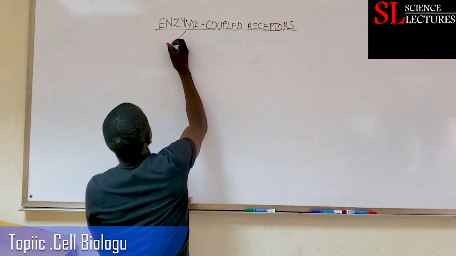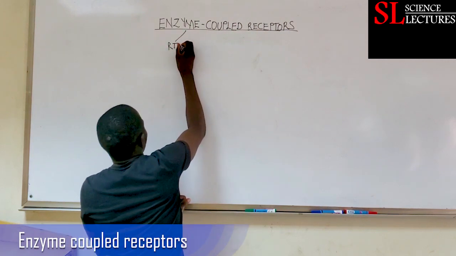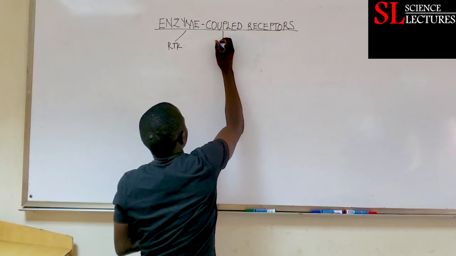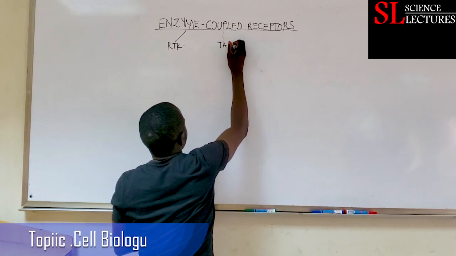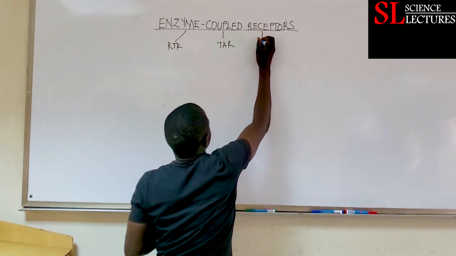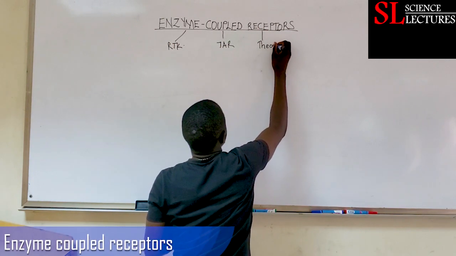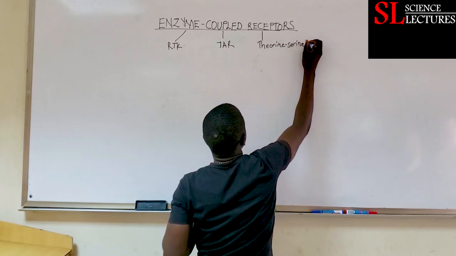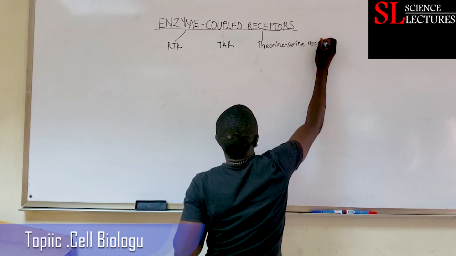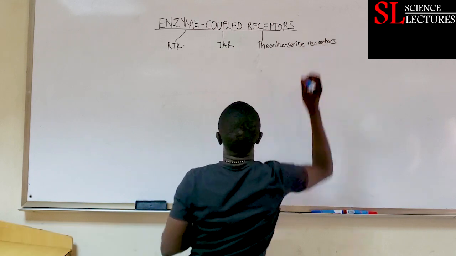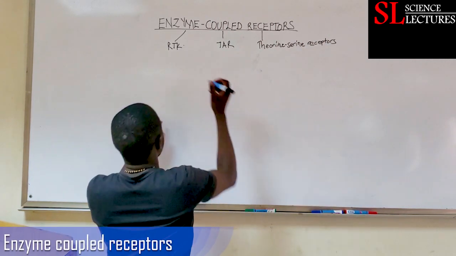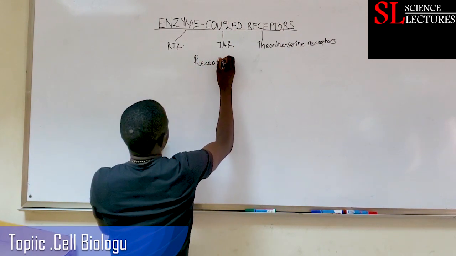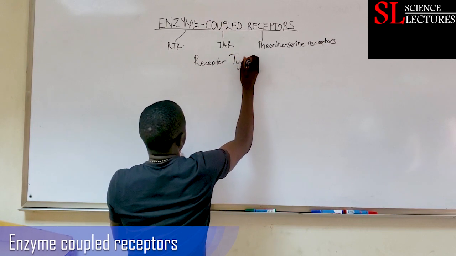Number one, we have what they call receptor tyrosine kinase receptors. We have what they call the tyrosine associated receptors, and we have what they call the threonine serine receptors. And I want us to begin with the receptor tyrosine kinase.